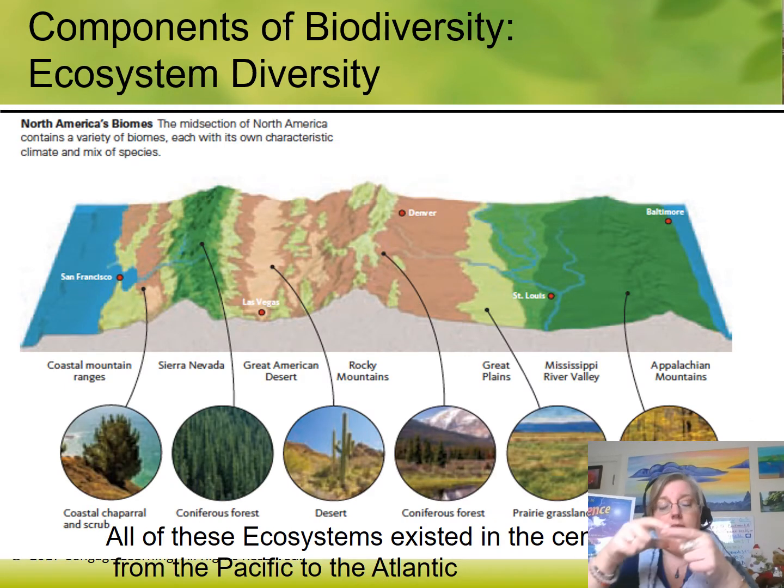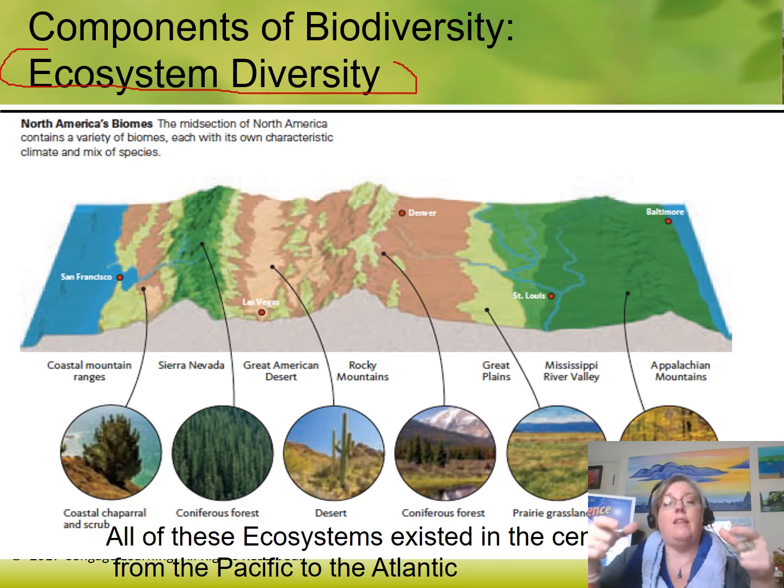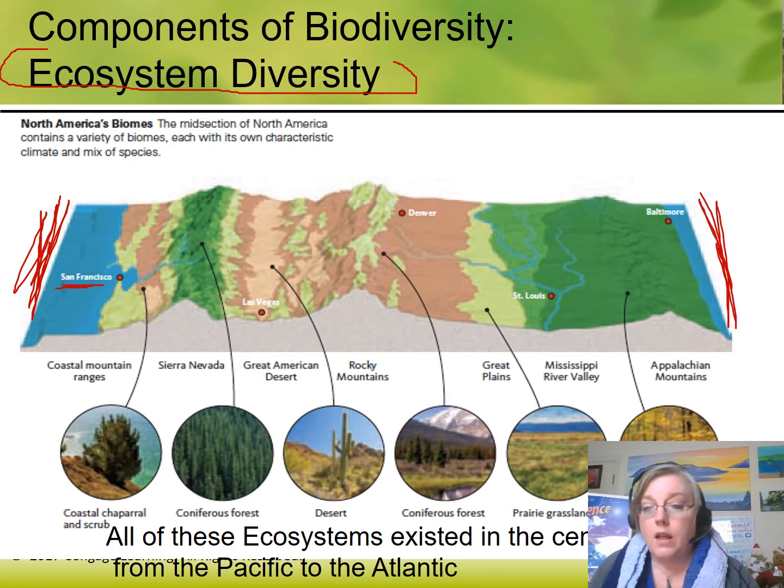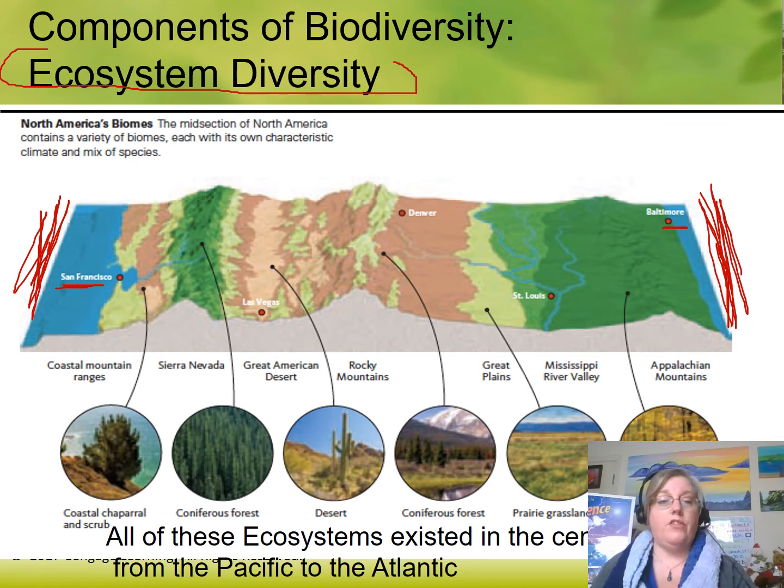This is a slice, still talking about ecosystem diversity, okay? This is a slice of the United States. All right, over here on this side, we have the Pacific Ocean. Do you see that San Francisco right there? And over here, we have the Atlantic Ocean. All right, and that's Baltimore, Maryland. Okay, so New York and stuff is over here on this side. But if you look, this is just a slice cut out of the U.S.